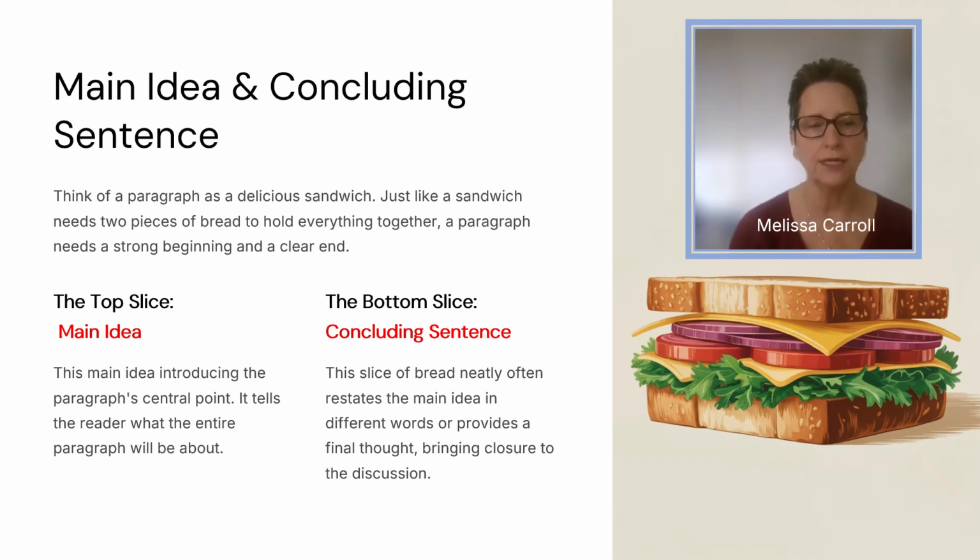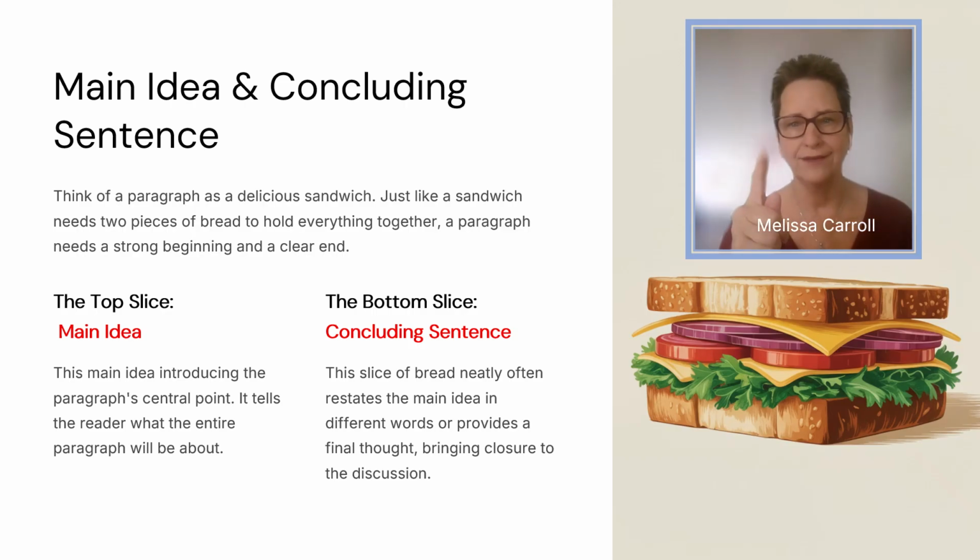Let's look a little more closely. The top slice, your main idea, introduces the paragraph's central point. It tells the reader what the entire paragraph is about. The bottom slice is your concluding sentence, and it neatly restates the main idea in different words or provides a final thought, or it could bring a discussion to a closure, or it could summarize all the main things that happened in the paragraph, but in one sentence. One sentence.